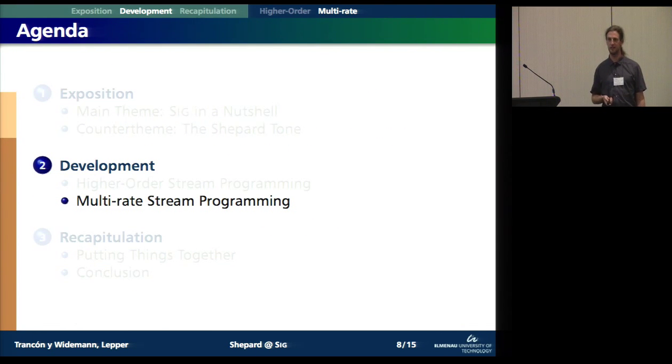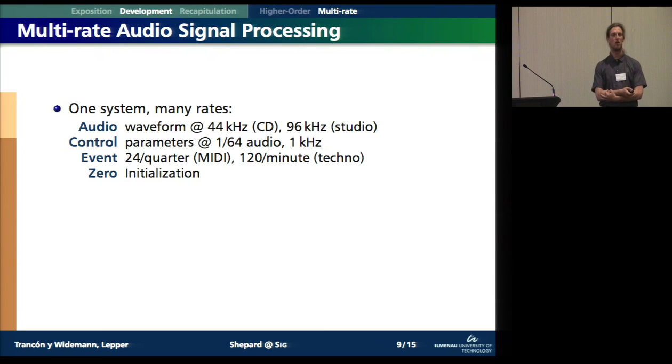Okay, the second feature is multi-rate stream programming. In audio systems, usually parts of the system operate at different rates. So you have audio rate, the rate at which samples of the waveform are produced. That's usually something like 44 kilohertz for CD audio, but can be higher in studio applications. Then most of the practical systems have something like a control rate at which parameters are computed that are so computationally expensive that you don't want to do it on every sample. That's usually something like a fixed power of 2 slower than the audio rate, or in other systems it's fixed at something like 1 kilohertz.